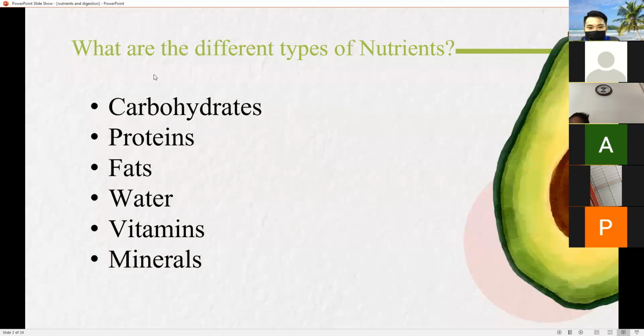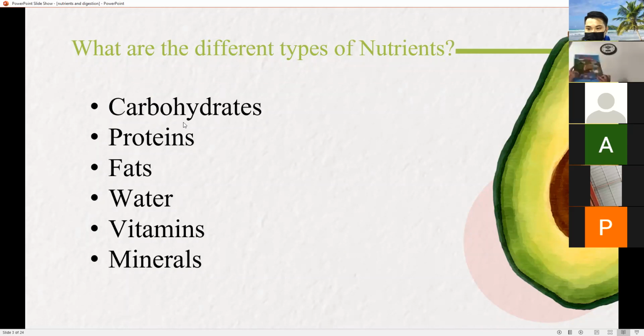Okay, so what are the different types of nutrients? We have 6 types of nutrients. First is the carbohydrates, proteins, fats, water, vitamins, and minerals. Do you have any ideas about these 6 types of nutrients? Anyone? What's the meaning of carbohydrates? You can see it in your book.